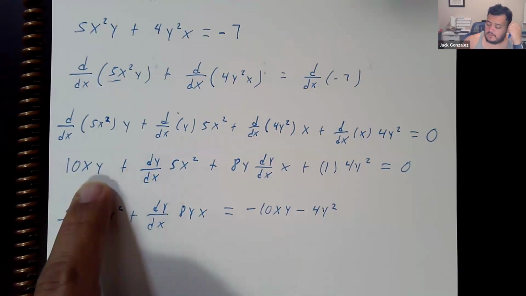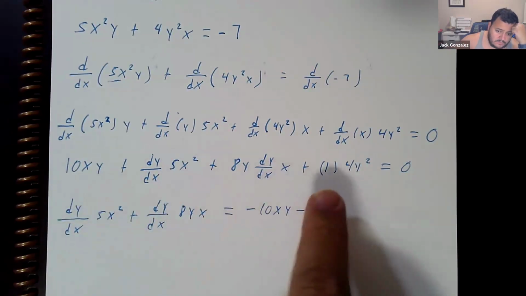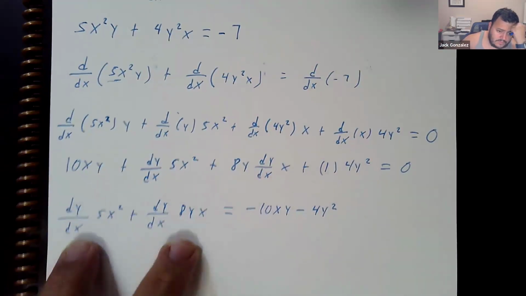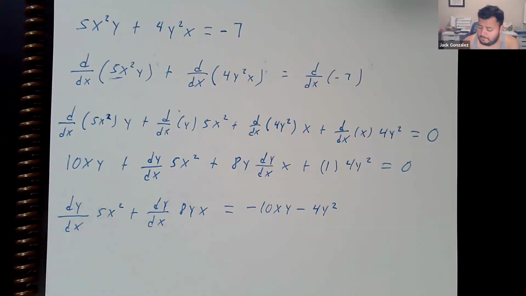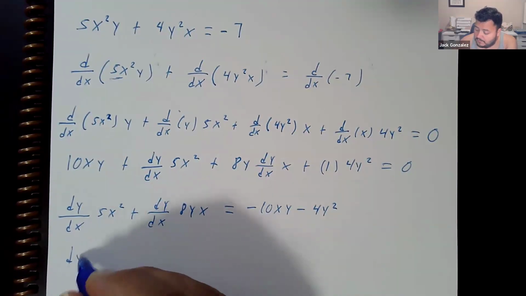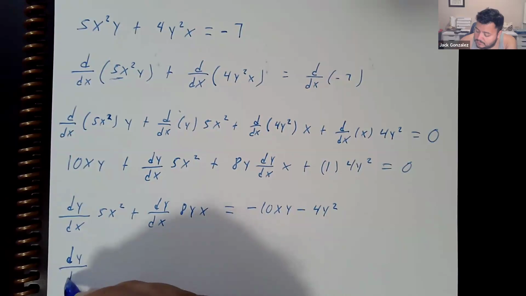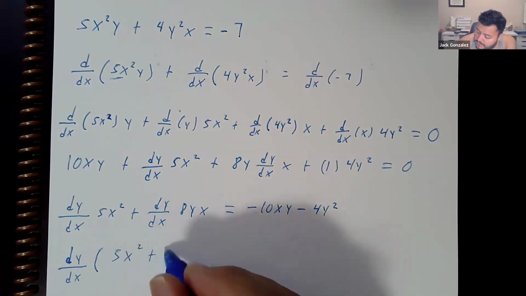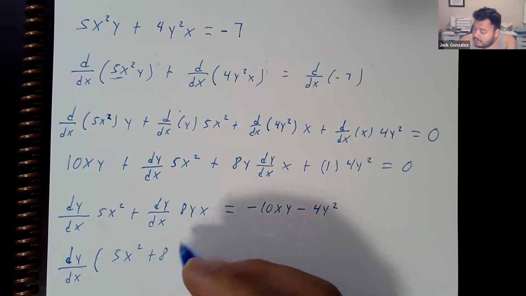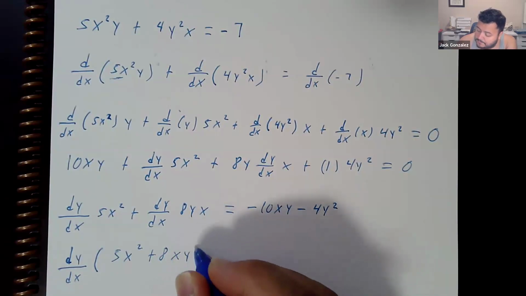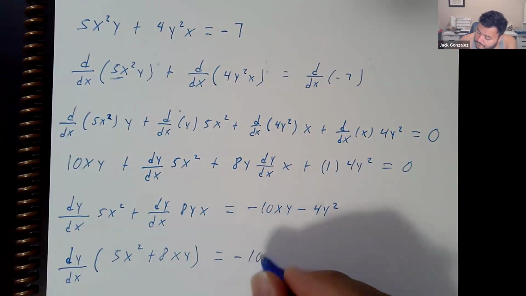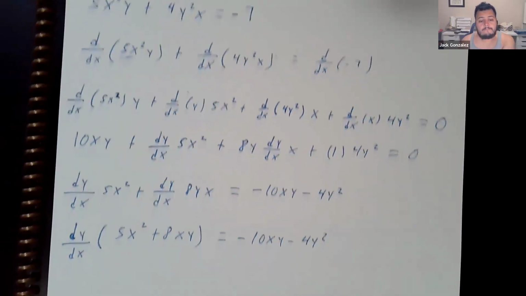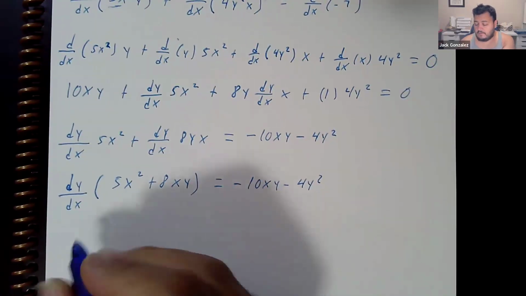All I did was subtract 10xy on both sides and subtract 4y squared on both sides. So I'm solving for dy/dx. You need to get all of those on one side. So factor out dy/dx, leaving you with 5x squared plus 8xy, or whatever, doesn't matter. Divide this out and we're done.